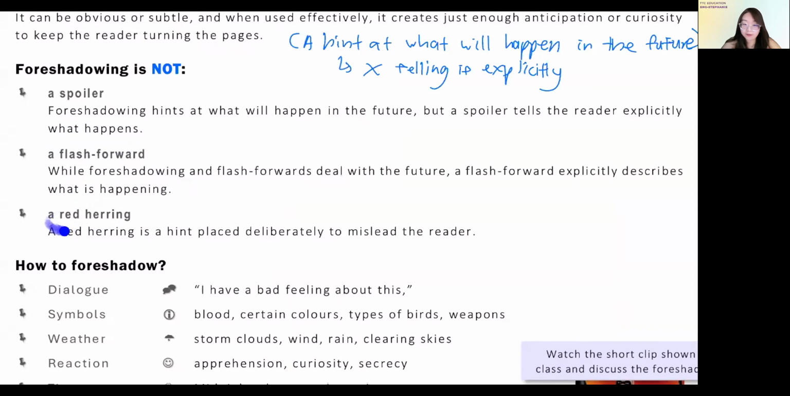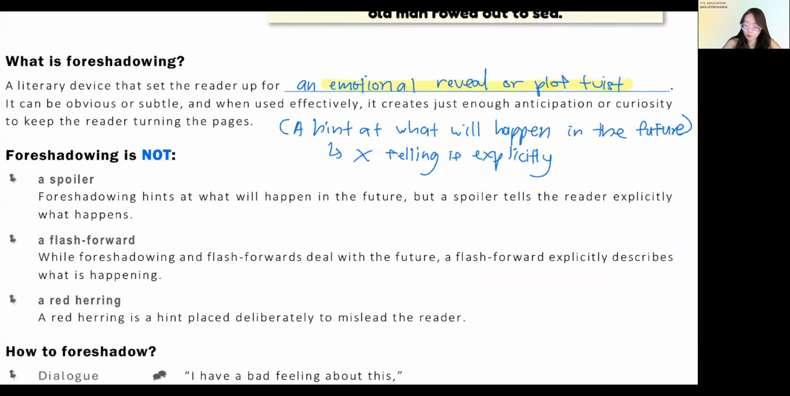It's not a red herring. It's not a hint that is placed deliberately to mislead the reader. Okay, I will not give you examples of spoiler, flash forward, and red herring because I think it's quite confusing. You just have to remember one thing, that foreshadowing is about a hint on what will happen in the future, but not telling it in a very detailed manner.